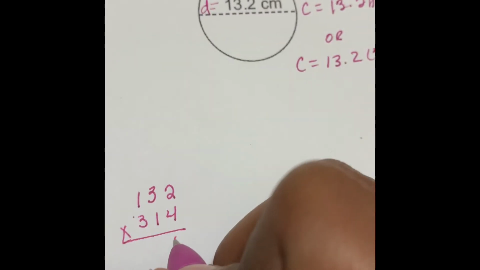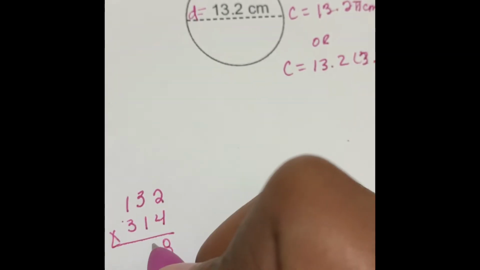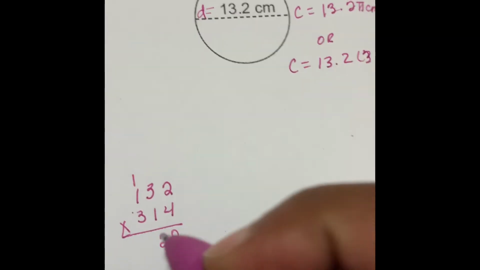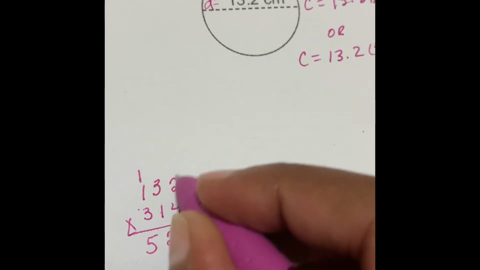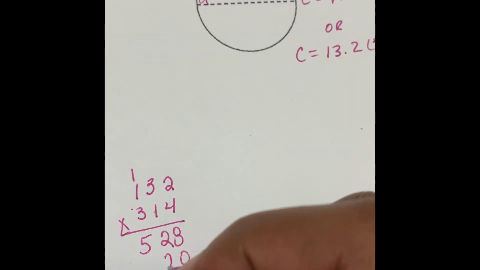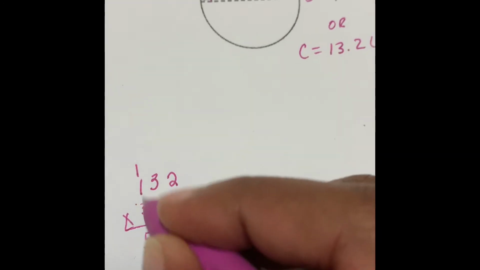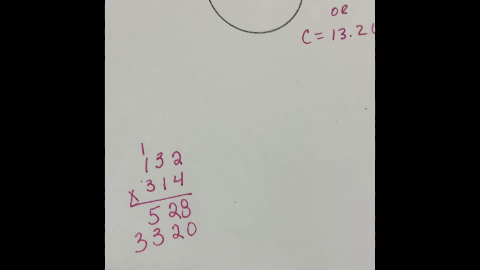4 times 2 is 8. 4 times 3 is 12. Bring my 1. 4 times 1 is 4, plus 1 is 5. Now you leave a 0 spot for the next one. 1 times 2 is 2. 1 times 3 is 3. 1 times 4 is 4.